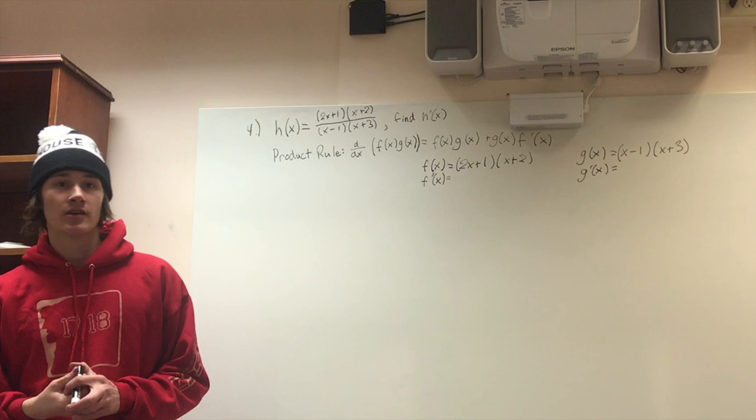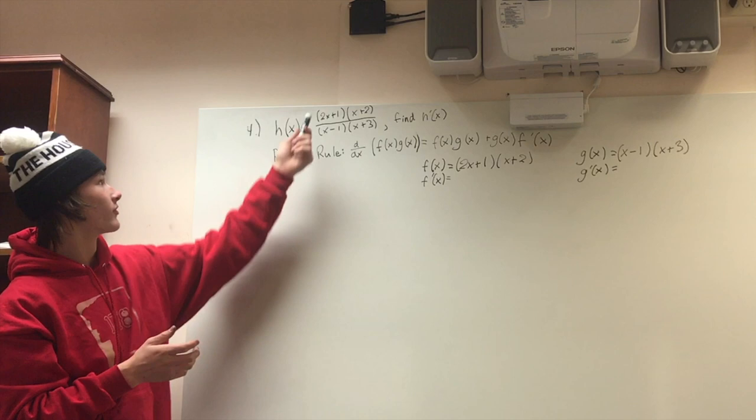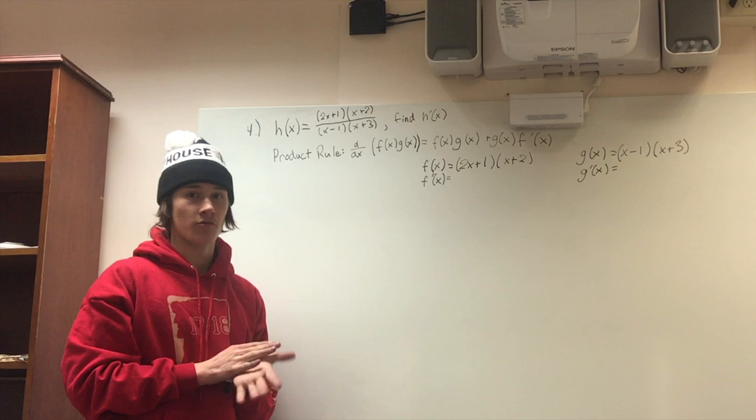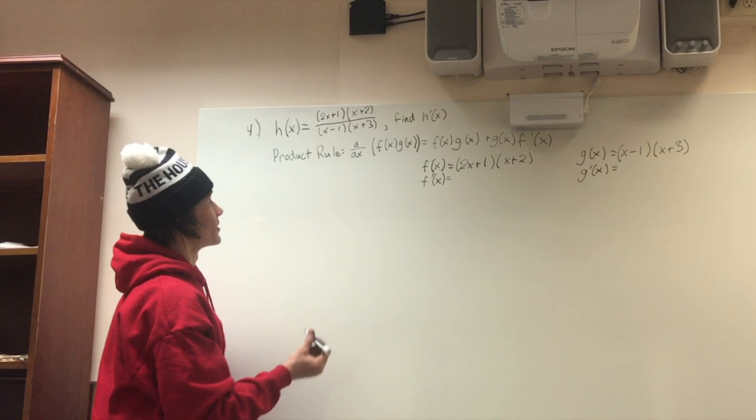So to find the derivative of f of x, we are going to have to use the product rule. We are going to be finding the derivative of 2x plus 1 times x plus 2. And we can kind of think of that as its own equation in a way. So we will be finding the derivative, again, of 2x plus 1 times x plus 2. And let's use different variables so we don't get confused with this.